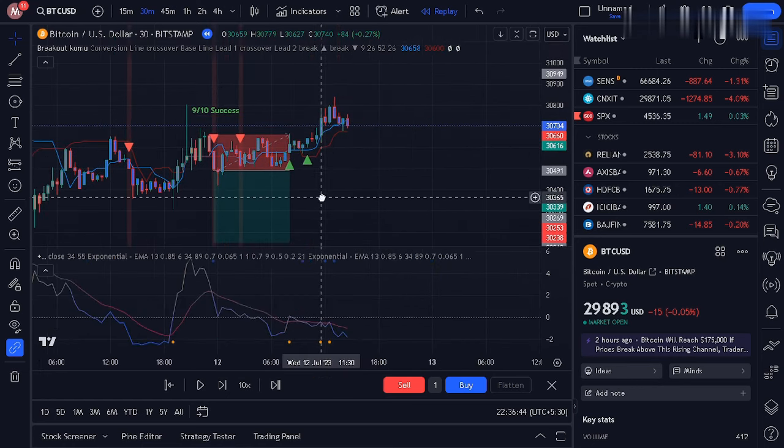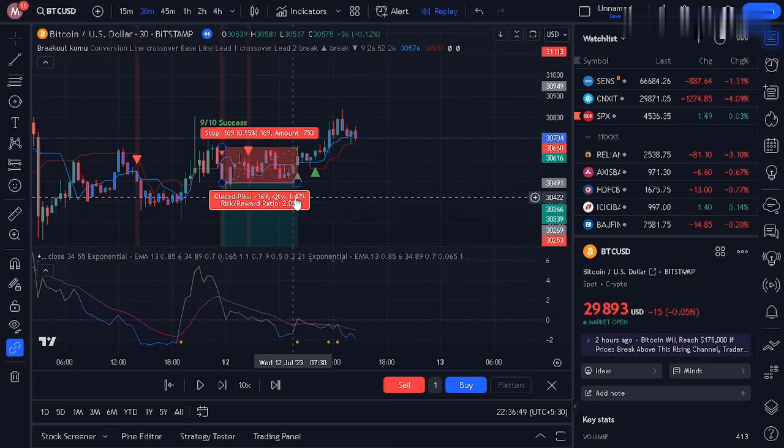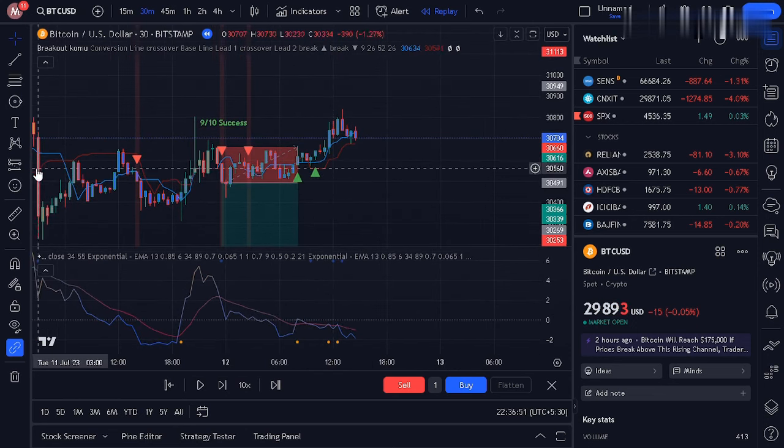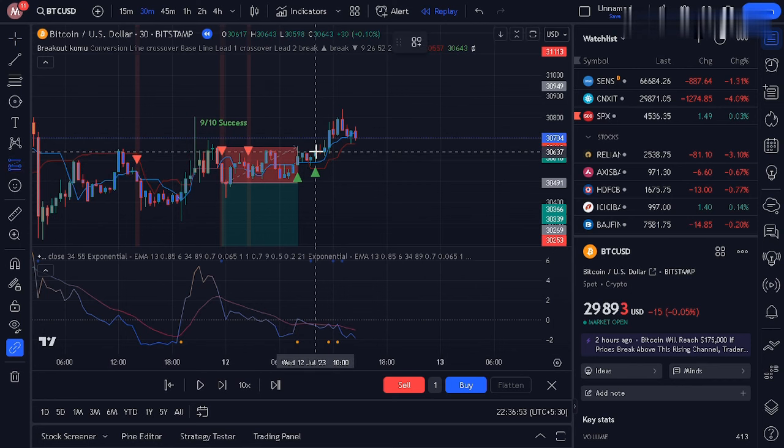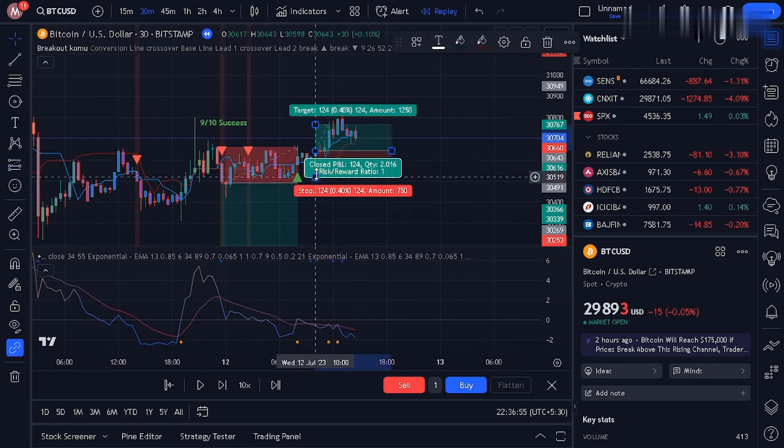We can also see a low probability buy trade here, but we are not going to take it and will ignore it. Remember guys, we should not take any low probability trades. It's better to not take a trade than to lose money.